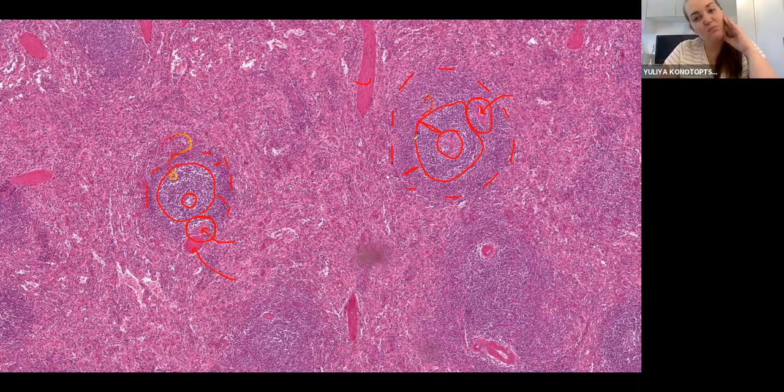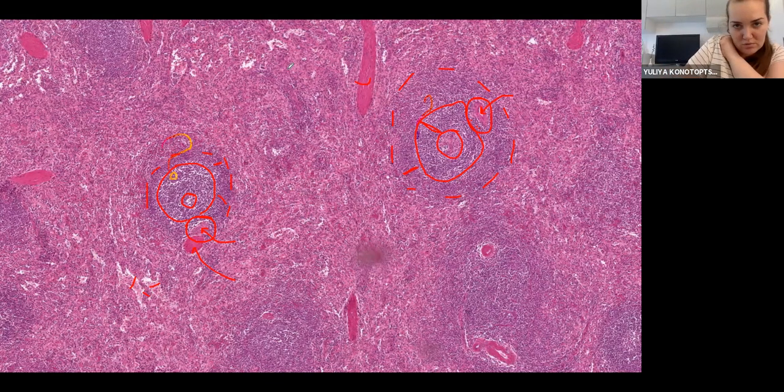The area between them is going to be the red pulp. Again, you can see sinuses here, and between the sinuses, you can see cords of Billroth. Those whitish spaces are the sinuses, and between them are the cords of Billroth.